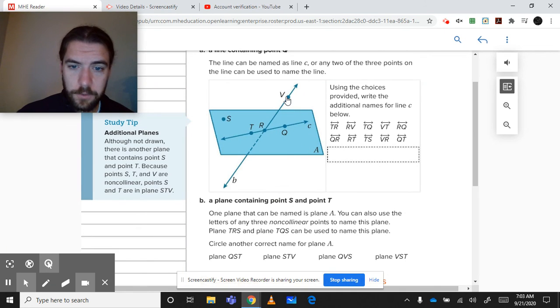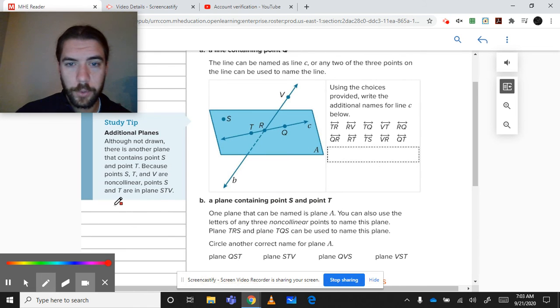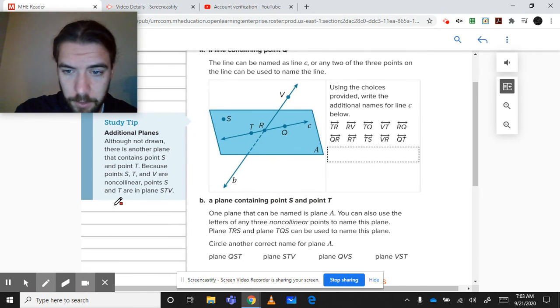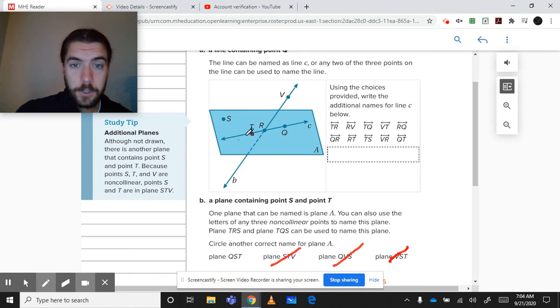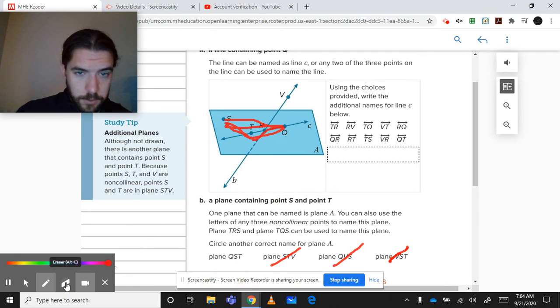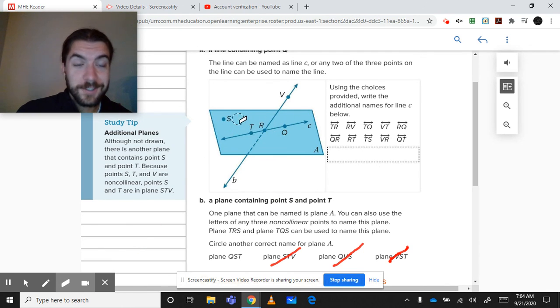Okay, so anything with a V in it would be a no because V is not in plane A, right? V is not a part of plane A, so you could not list it as one of 3 points that defined plane A. Well, this has a V, this has a V, and this has a V, so really the only option is Q, S, T, right? What do those 3 points make? Well, any 3 points makes a poorly drawn triangle. Anyways, it makes a triangle. That triangle exists in the plane that contains those 3 points.